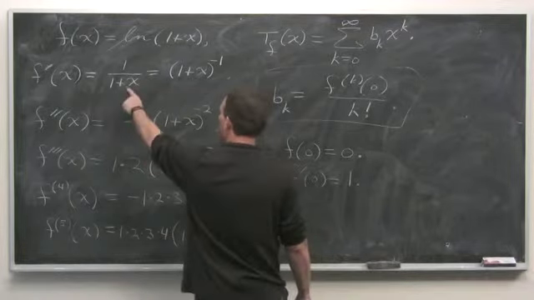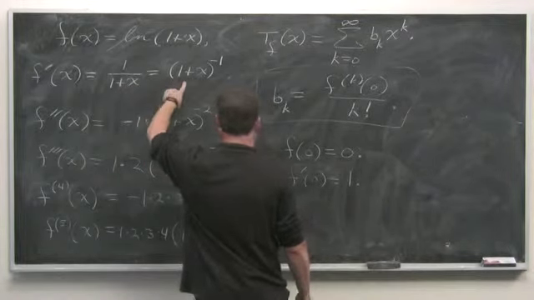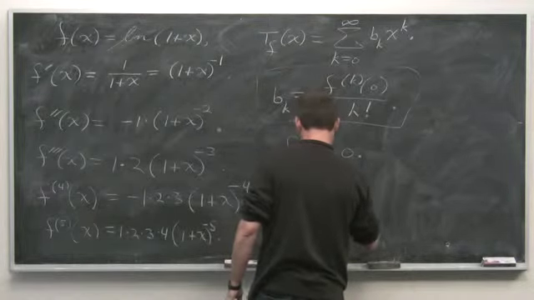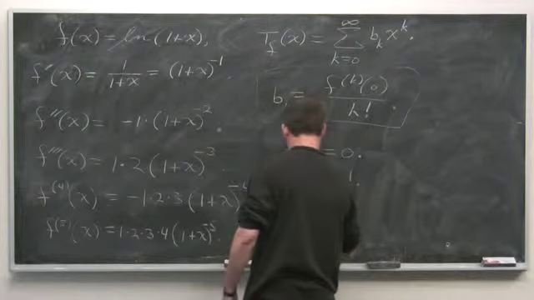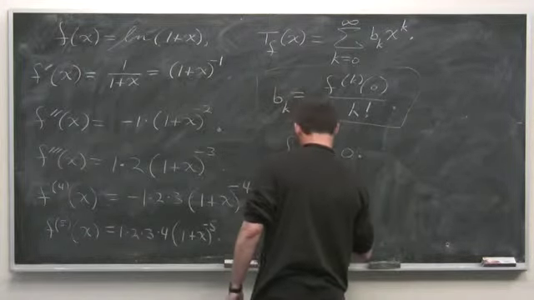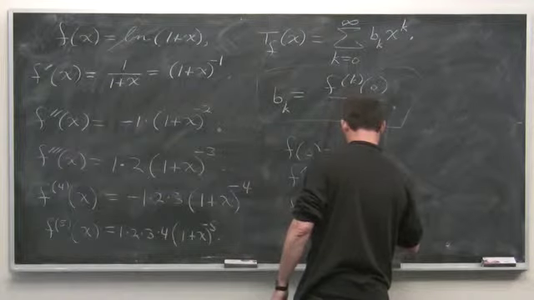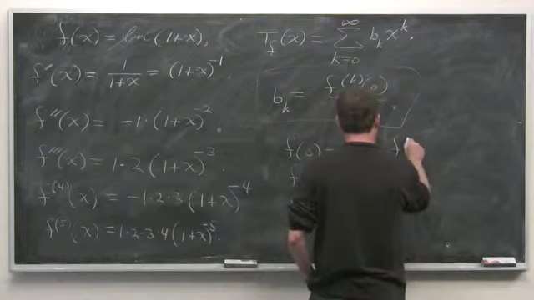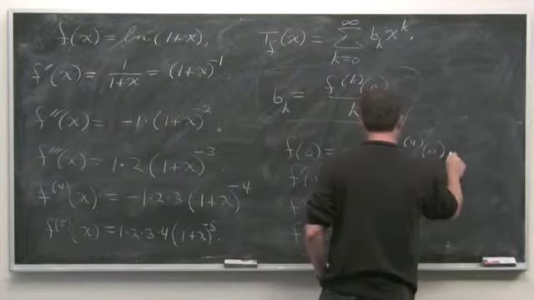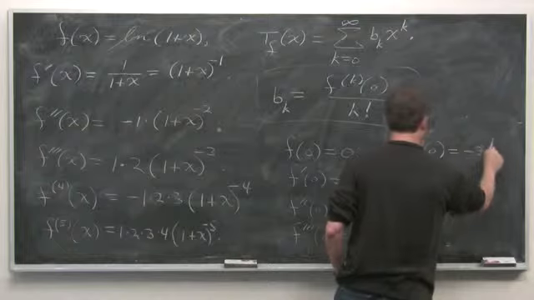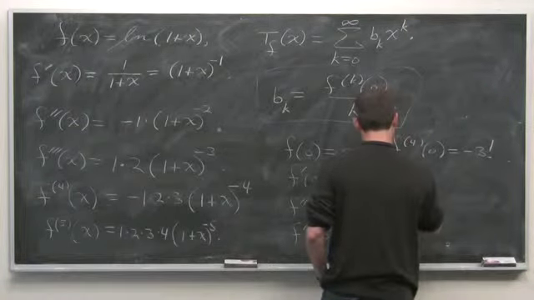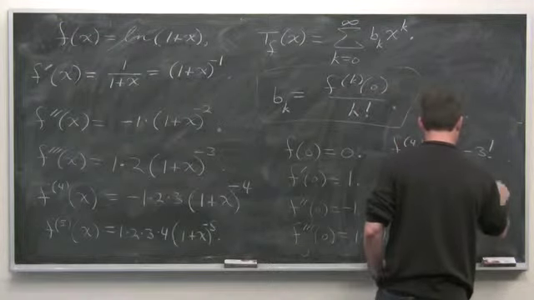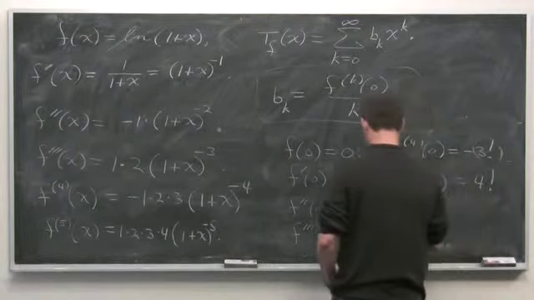So f prime at 0 is a plus 1. F double prime at 0 is minus 1. F triple prime at 0 is 1 times 2, so it's 2 factorial. The fourth derivative of f at 0 is negative 3 factorial. The fifth derivative of f at 0 is positive 4 factorial. I hope you see what's going on.